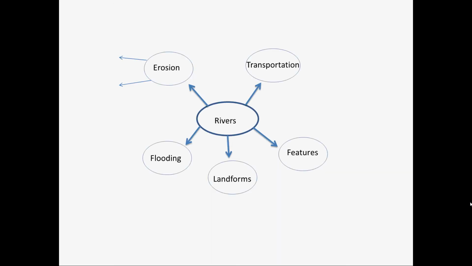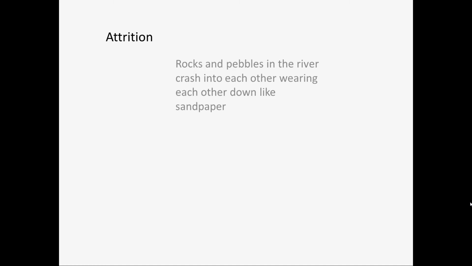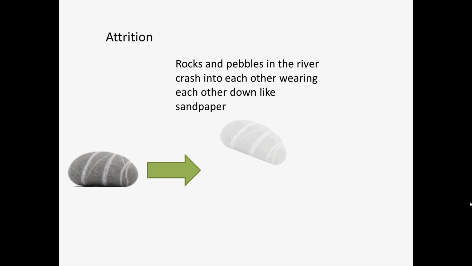Now, to add hydraulic action and abrasion to our mind map. Our next type of erosion is attrition. This is when rocks and pebbles in the river crash into each other, wearing each other down like sandpaper.